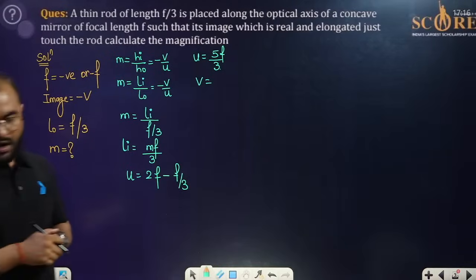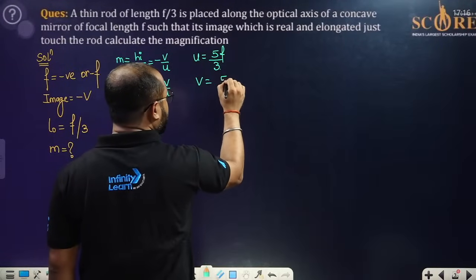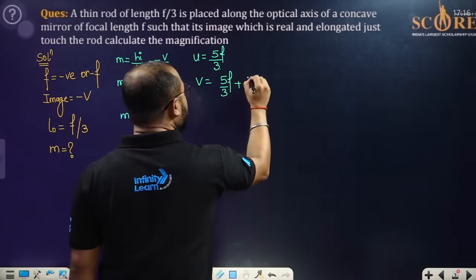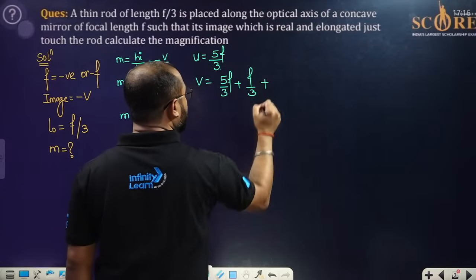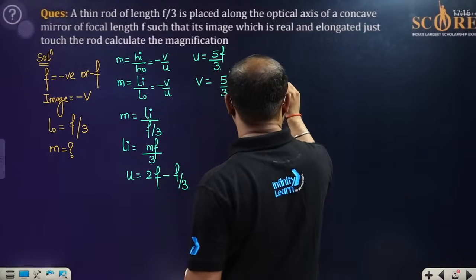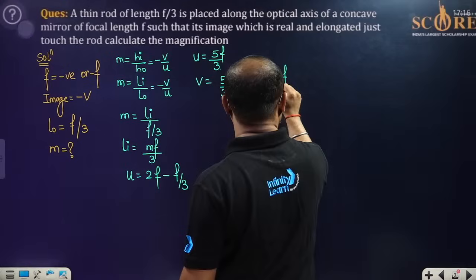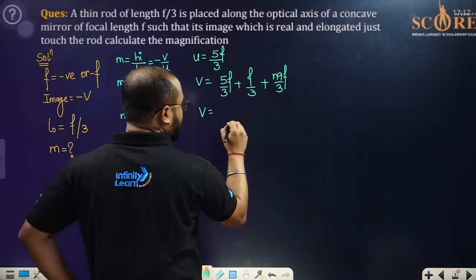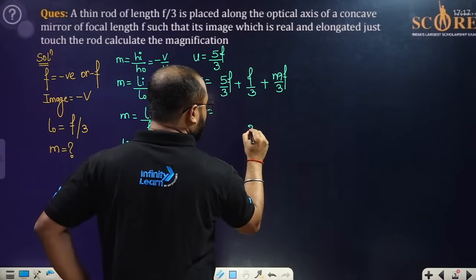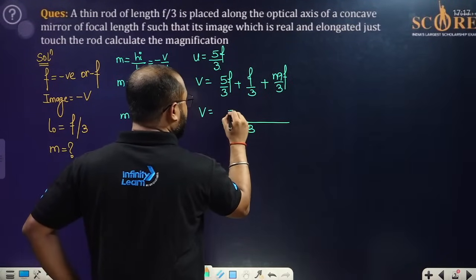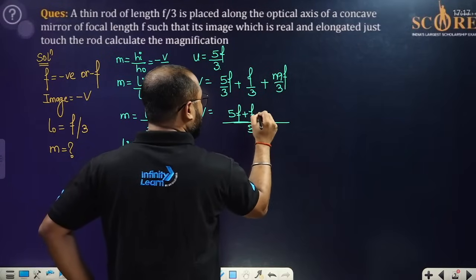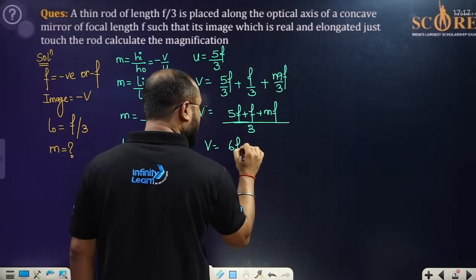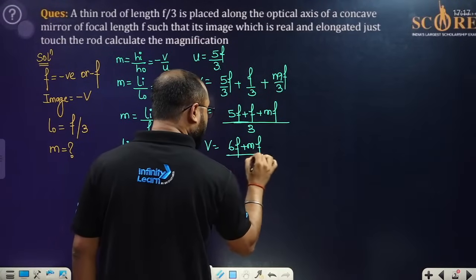So if we talk about it, first of all, the image distance will be the object distance by 3 plus we are having f by 3, the object, plus the length of the object, that is mf by 3. If you try to solve this, the entire image distance length will be 5f plus f plus mf. The value of v will be equal to (6f plus mf) divided by 3.